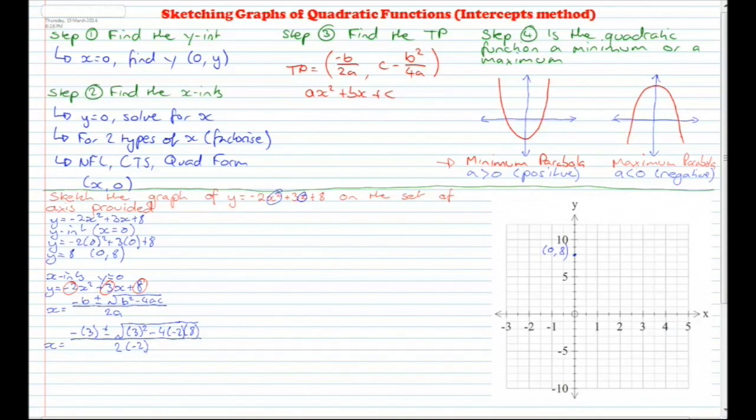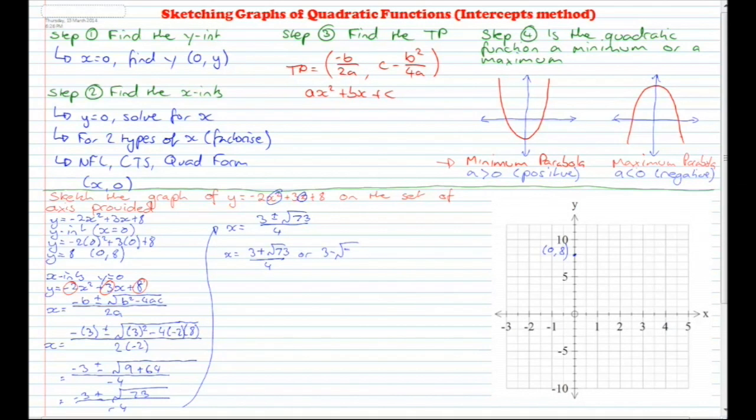Alright, this is going to require a little bit of simplifying now. We get negative 3 plus or minus the square root of 3 squared, which is 9, minus 4 times negative 2, which is 8, times 8 is 64, so plus 64, over 2 times negative 2, which is negative 4. This of course is equal to negative 3 plus or minus the square root of 9 plus 64, which is 73, over negative 4. Now we can't actually simplify this other than taking out the negative, so we get x is equal to 3 plus or minus the square root of 73 over 4. So we can write that as x is equal to 3 plus the square root of 73 over 4, or 3 minus the square root of 73 over 4.